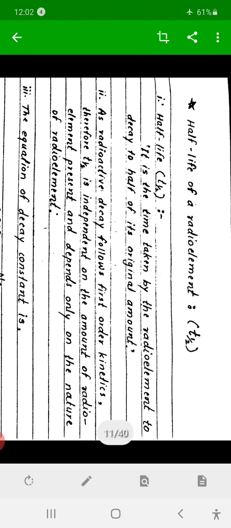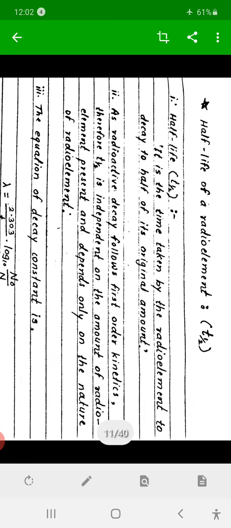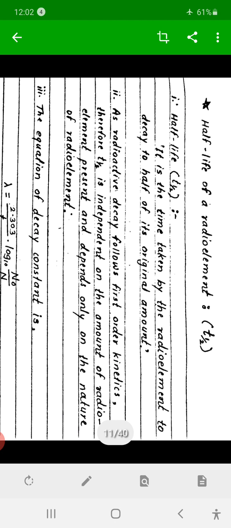Half-life period or half-life of a radioactive substance, radio element, is T half, small t base to half. Half-life is defined as the time taken by a radio element to decay to half of its original amount. Remember that the half-life time of a radioactive element is nothing but the time taken by the radioactive element to decay to half of its original amount.